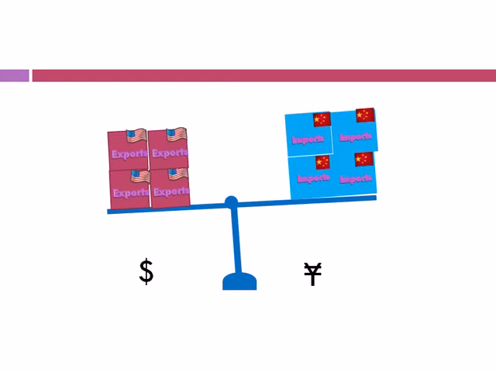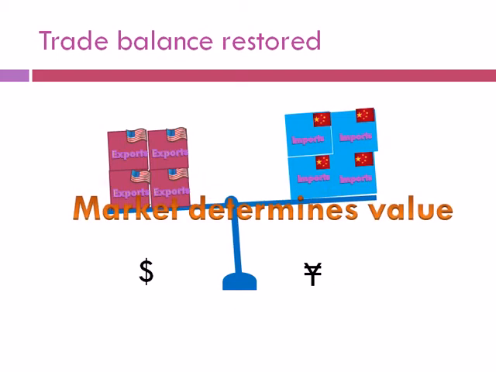Now, in an ideal world that would follow what a macroeconomics textbook dictated, Chinese goods would become more expensive, therefore Americans would not demand as many, and as American goods became cheaper, more Chinese people would want them. Thus, the trade balance would be restored. The important thing to remember about flexible exchange rates is that it's the market that determines their value.